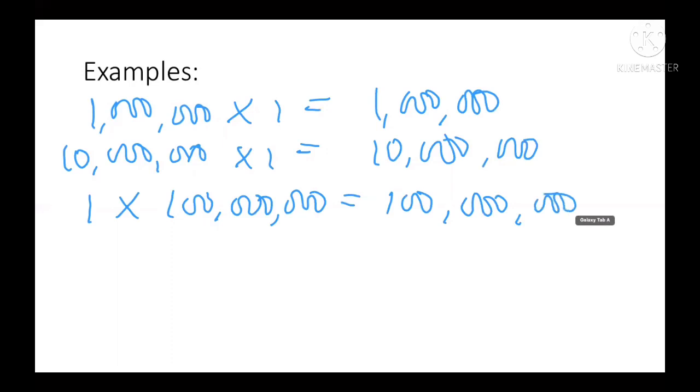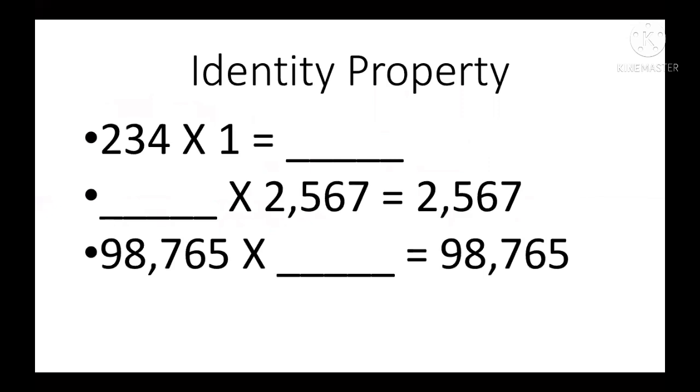All right? That is what we call identity property of multiplication. Identity property means if we will multiply any number by 1, the answer is the original number. All right? Okay, easy. What if there's a blank? It's like this. I will give you time, 20 seconds, to find the missing numbers on each blank. Ready? And then your time starts now.